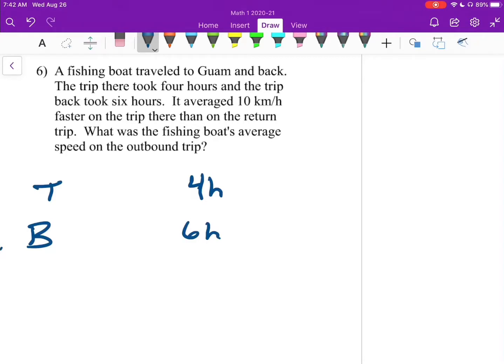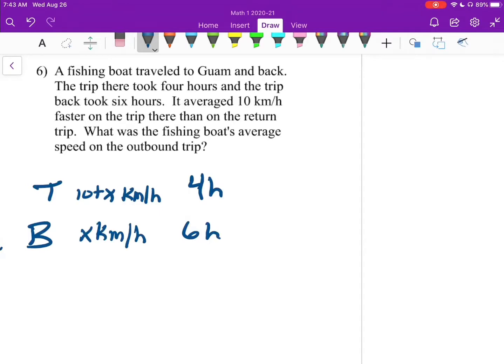So it averaged 10 kilometers per hour faster on the trip there. We'll call x kilometers per hour on the trip back, and it said it was 10 kilometers per hour faster. So we'll say 10 plus x kilometers per hour. Okay, this one's a little bit different. We got that double variable there.